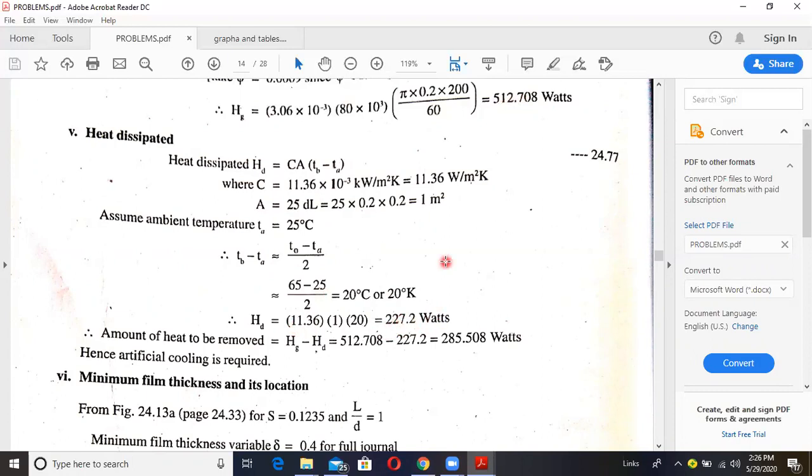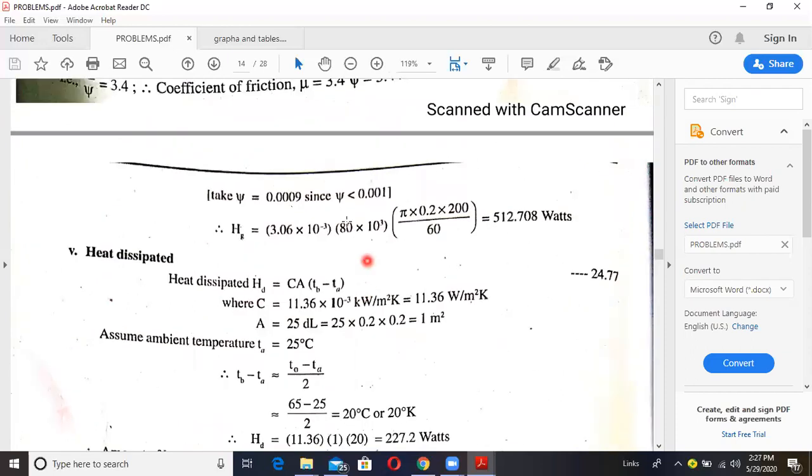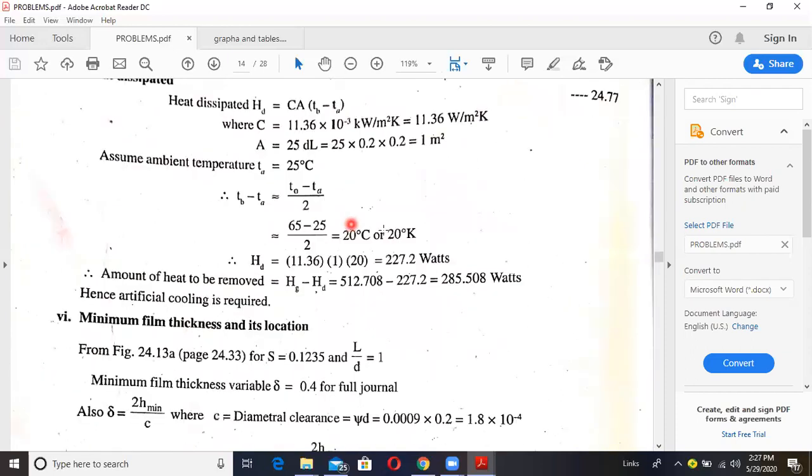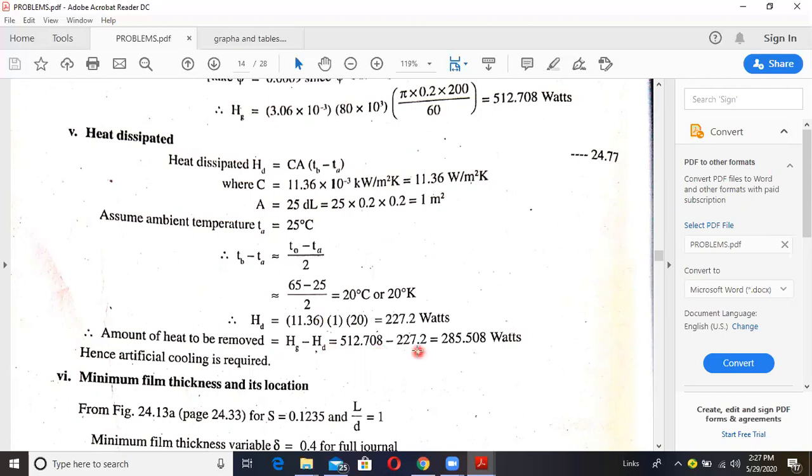Therefore, we require the amount of heat to be removed, HD minus HG. This is the amount of heat to be removed. Hence artificial cooling is required. So in this way, we calculate heat generated and heat dissipated, and we have to check whether artificial cooling is required or not.